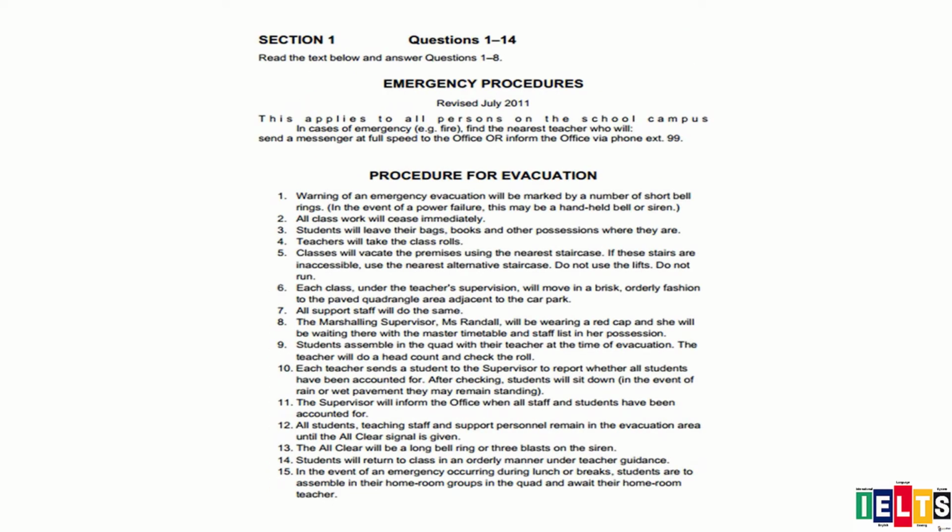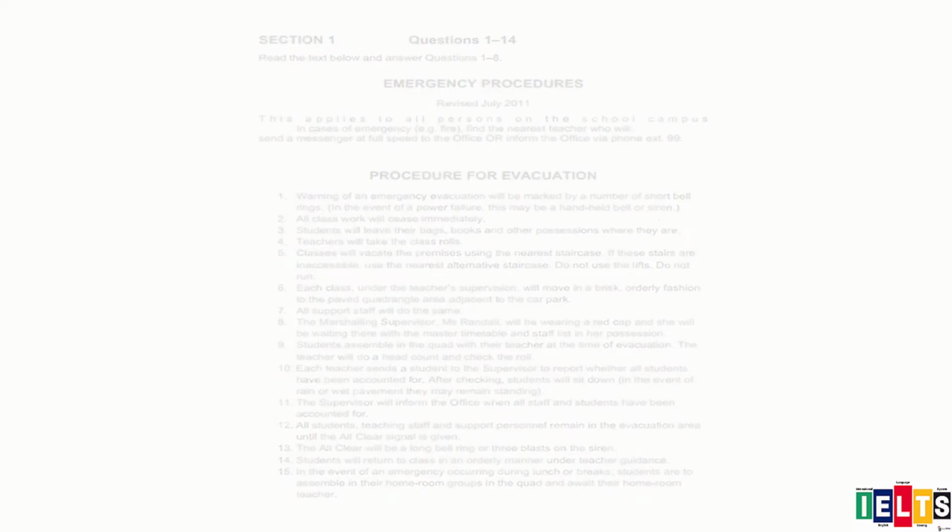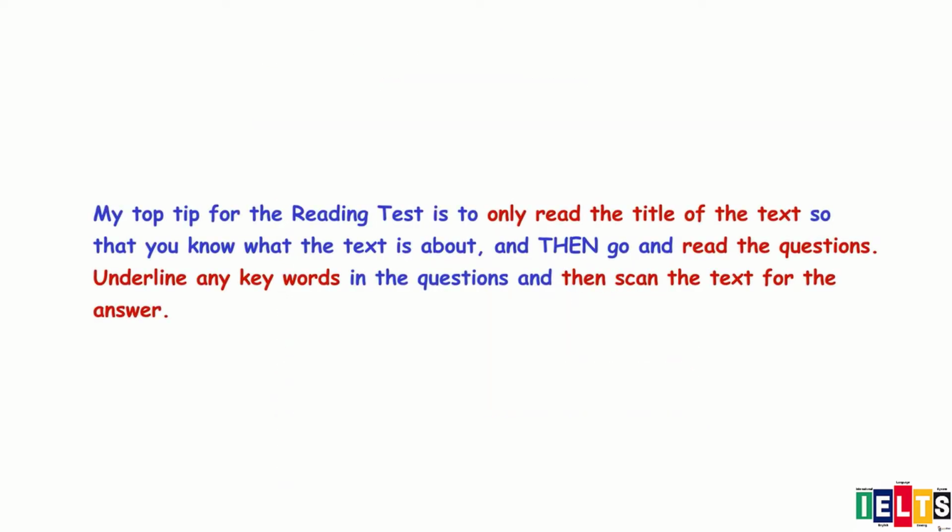Okay, let's get started. The first part of the reading test is section 1. You have 14 questions to answer in section 1. Let's look at the first text on section 1. It asks us to read the text below and answer questions 1 to 8. My top tip for the reading test is to only read the title of the text so that you know what the text is about, and then go and read the questions. Underline any keywords in the questions and then scan the text for the answer.